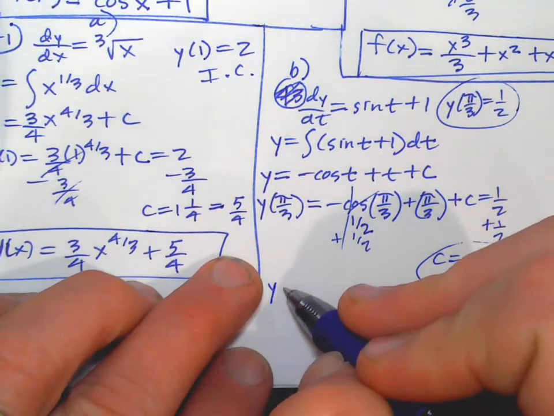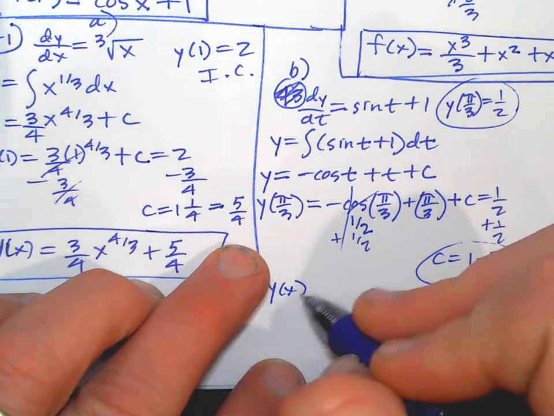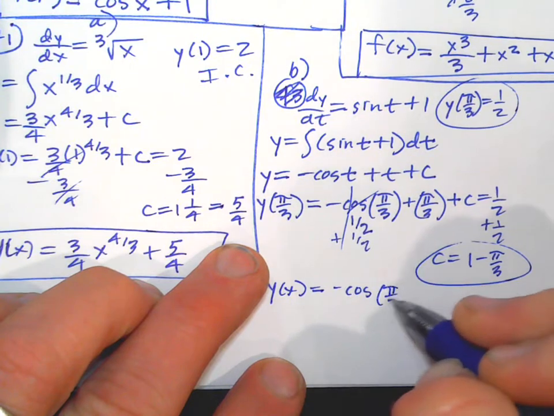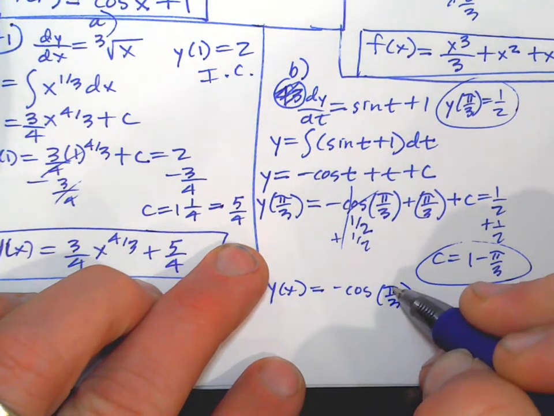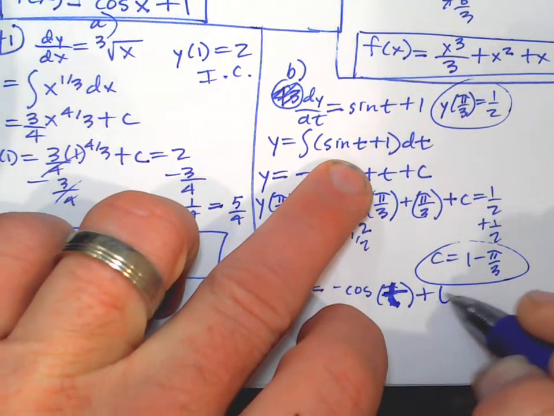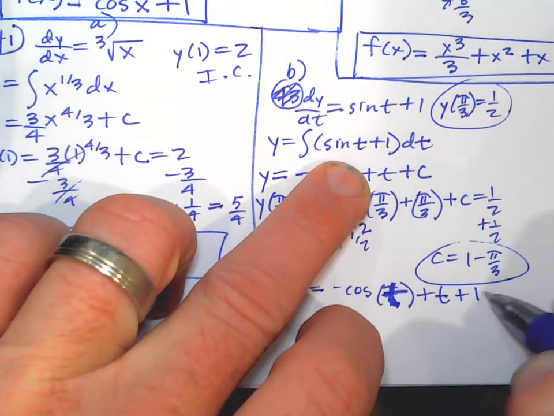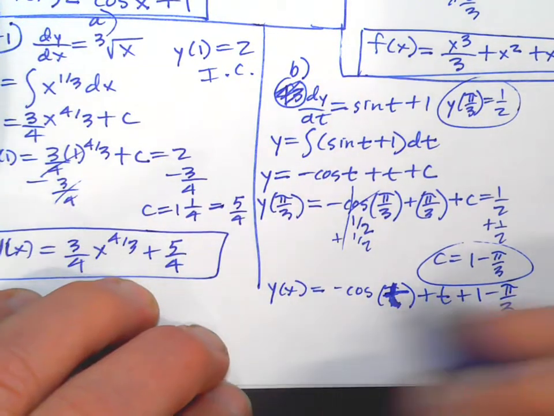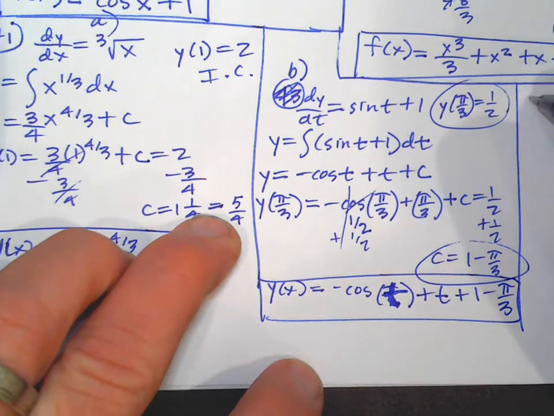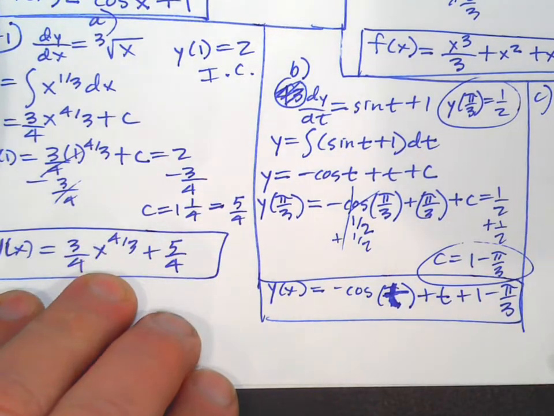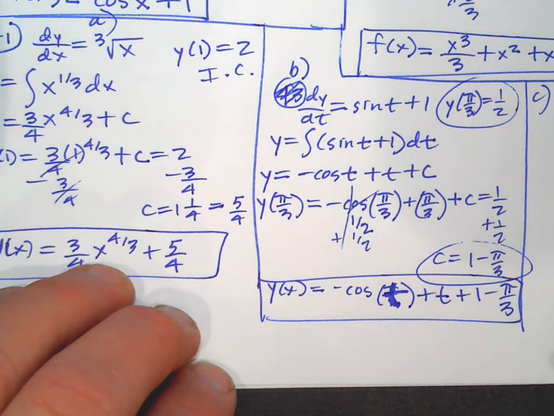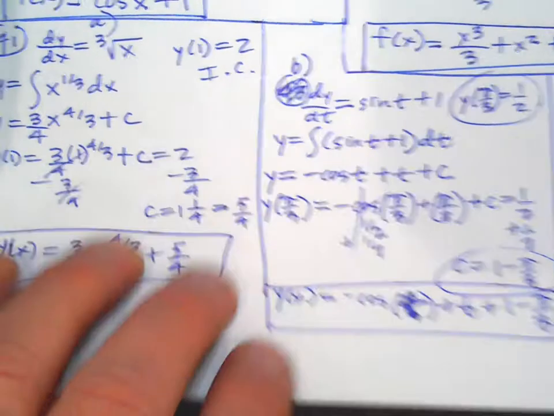So y equals negative cosine t, or sorry, not pi over 3, t, plus t plus 1 minus pi over 3. Okay. Sorry, that was off a bit, and you guys couldn't see it for a little while. So I guess pause it and take a look.